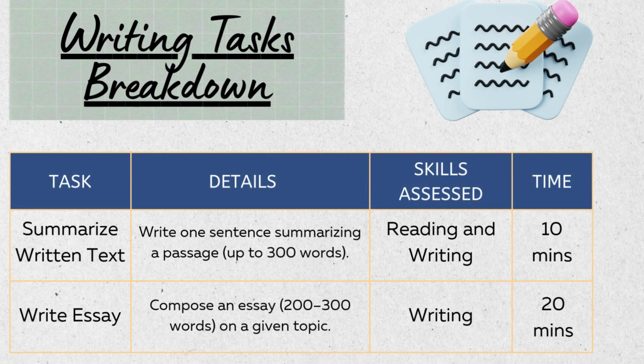The PTE writing section includes two tasks: summarize written text and write essay. In the summarize written text task, you'll write a one-sentence summary of a passage, up to 300 words, in 10 minutes, testing both reading and writing skills. The write essay task requires you to compose an essay, 200-300 words, on a given topic within 20 minutes, assessing your ability to organize ideas, use proper grammar, and stay relevant to the topic. Both tasks evaluate your writing quality, coherence, and grammar.